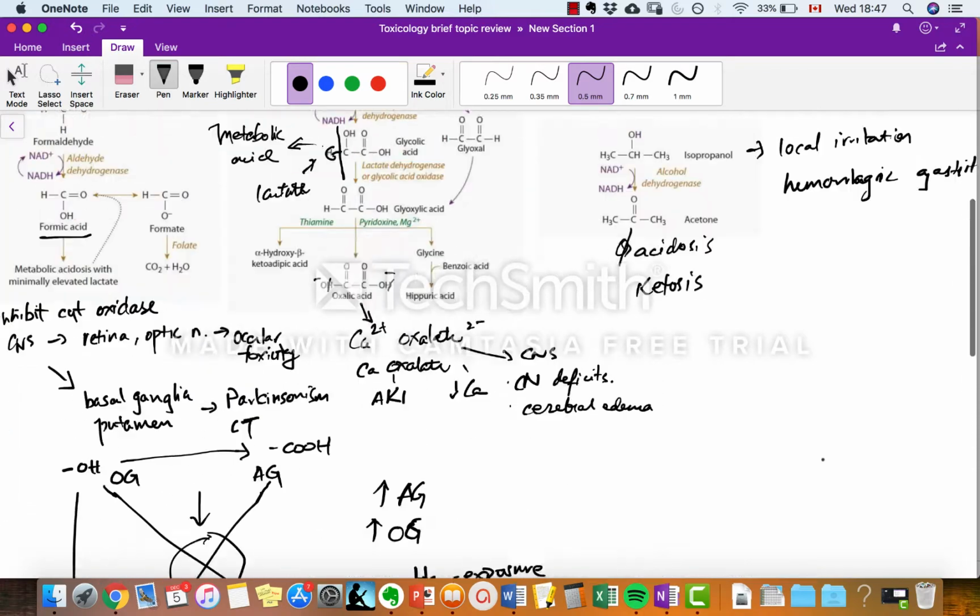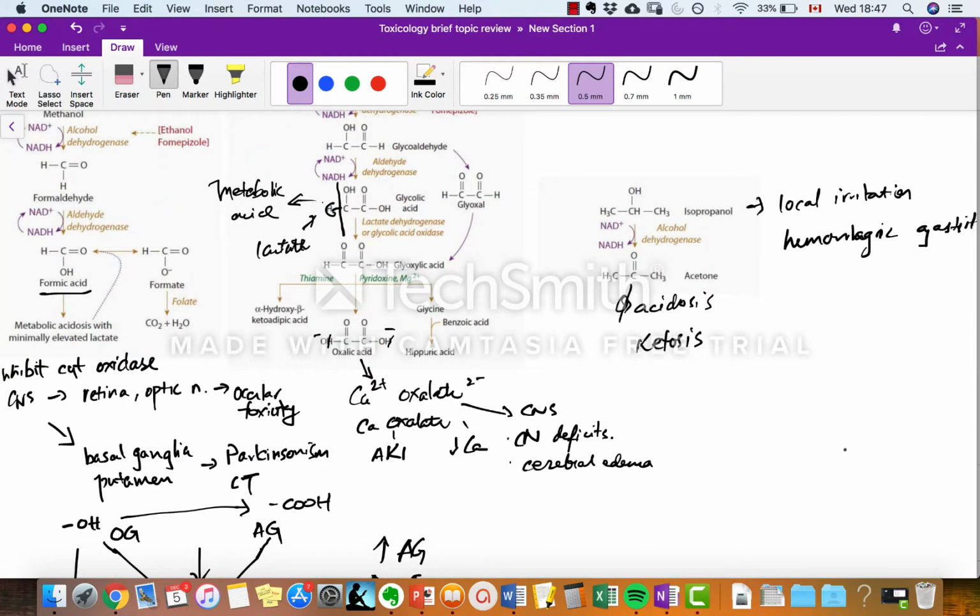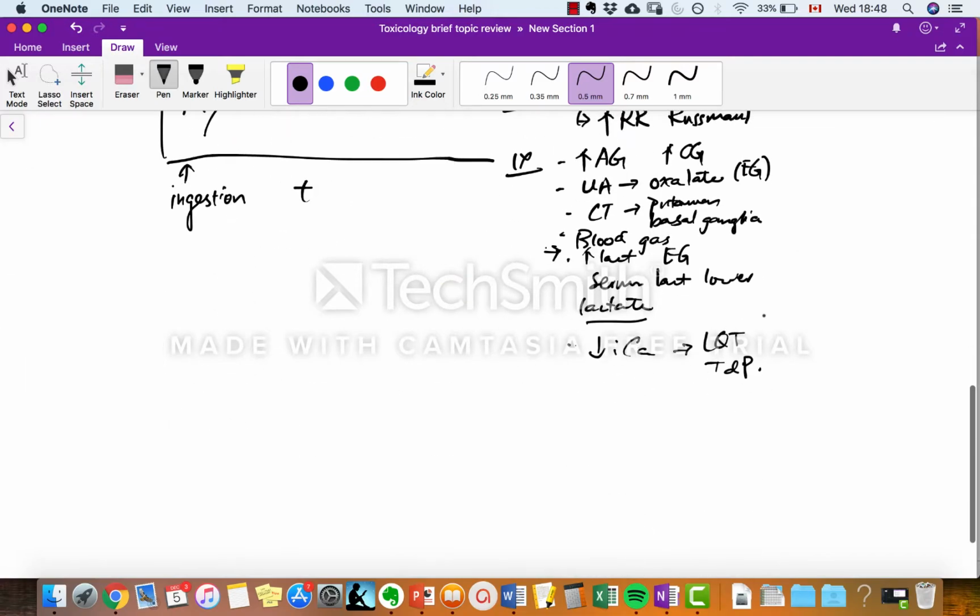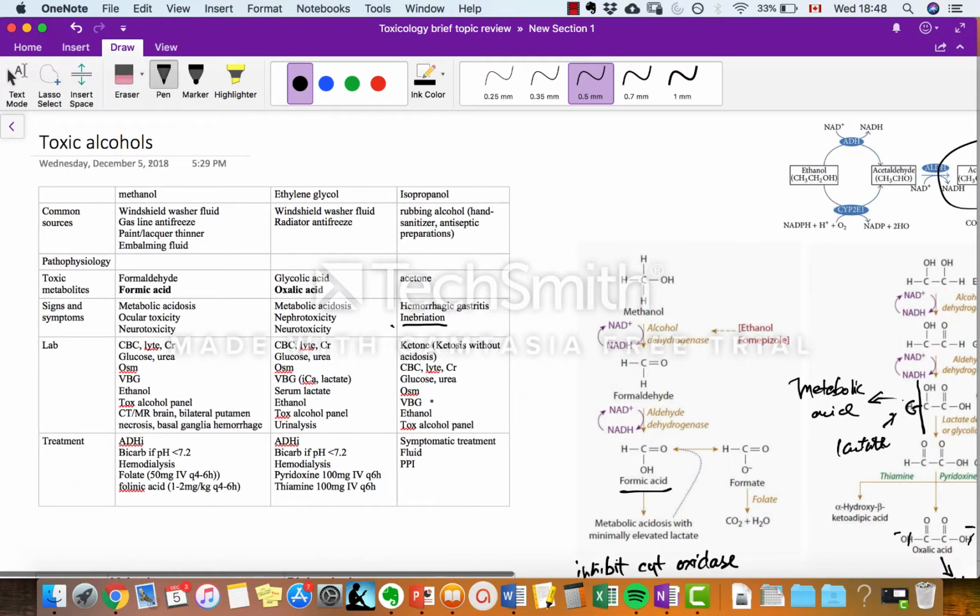In terms of isopropanol, the classic picture is acetone, very severe inebriation without ethanol, and then they have a positive ketone but are not acidotic, and that ketone is from the acetone. Oftentimes these patients will have a chronic history of abusing rubbing alcohol. Alright, so that's lab testing.